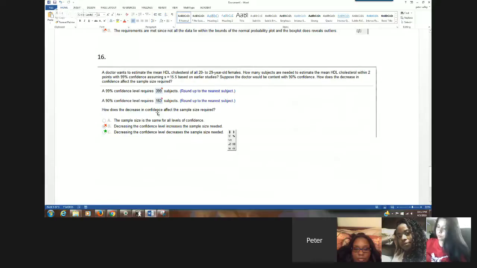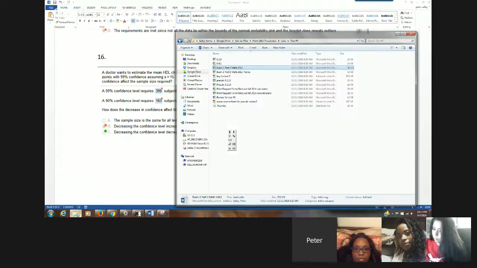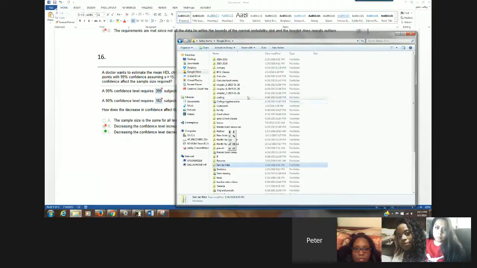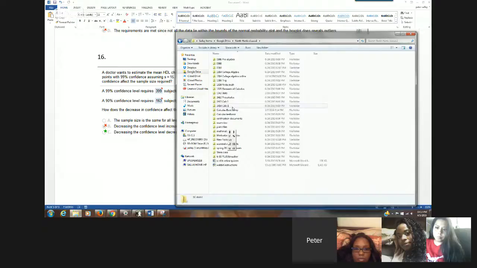it's number 16. A doctor wants to estimate the mean. How many subjects are needed to estimate the mean within 2 points of a 99% confidence level, assuming the sample standard deviation is this? Then we'll switch that to a 90%, and then just kind of talk about how that changes. Part of it I did from memory, but I have not talked about the formula chart here. And this is something I'm just going to go straight to the formula chart.